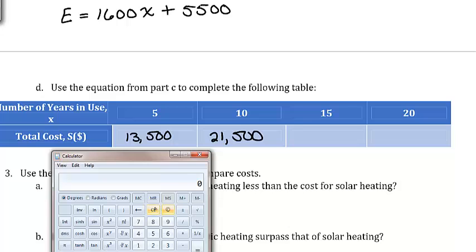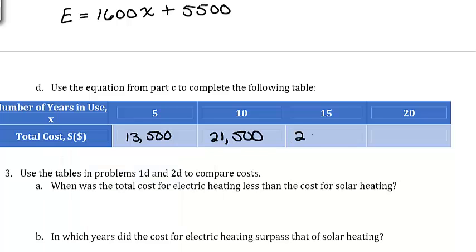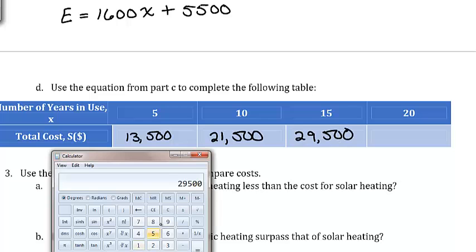Now do that for 15. 1,600 times 15 is $24,000, and then add to that the installation fee of $5,500, and we get $29,500. And do the same thing for 20 years. 1,600 times 20 gives us $32,000, and then add on to that the installation fee of $5,500, and we get $37,500.